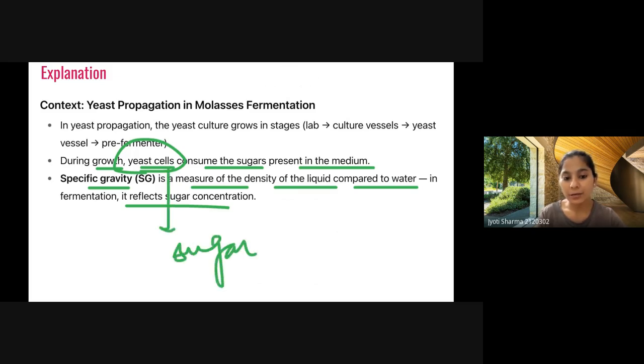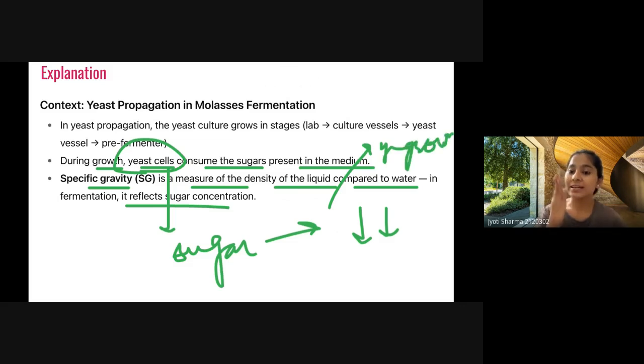So whenever they consume, this means the specific gravity will reduce. It means sugar content will be reduced, and this is the sign that the yeast cells have grown. This is the indication that the yeast cells have grown up, because they have already taken up the sugar, and this is how the specific gravity has reduced, right? So this will be the sign that this is the right time that we can transfer it to the fermentation tank, right? Because yeast has grown up, and we got this based on the specific gravity.